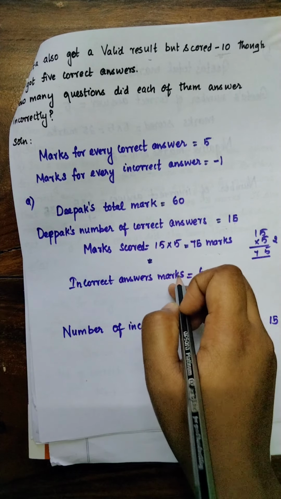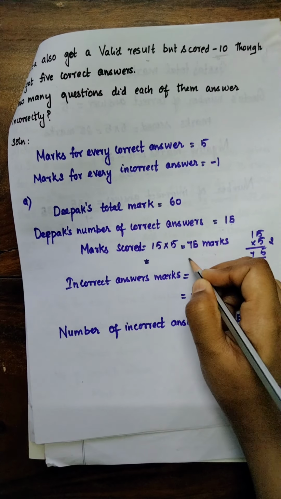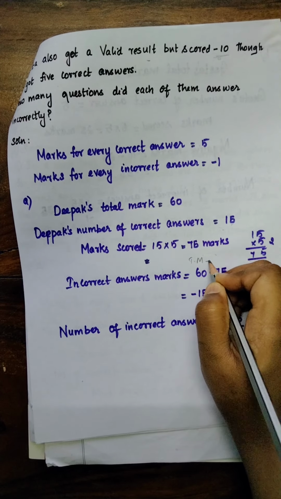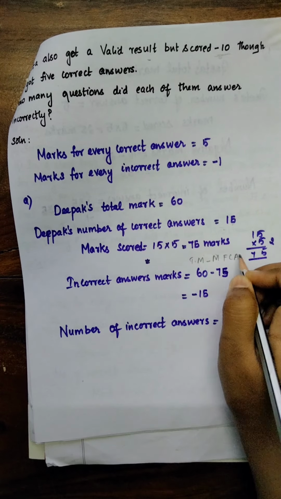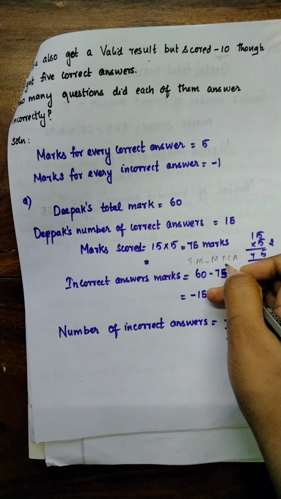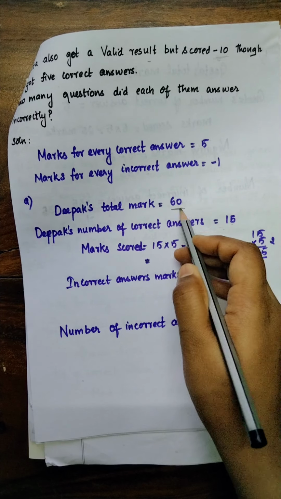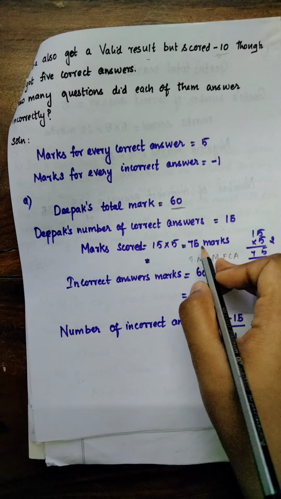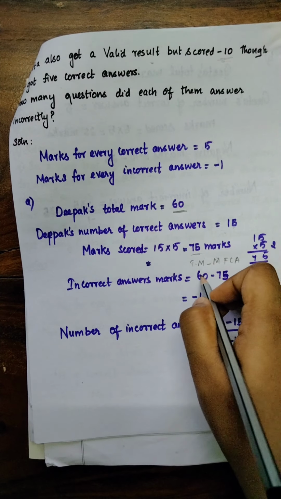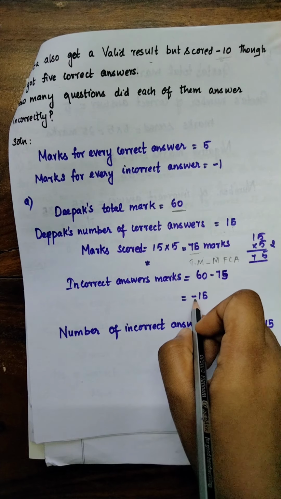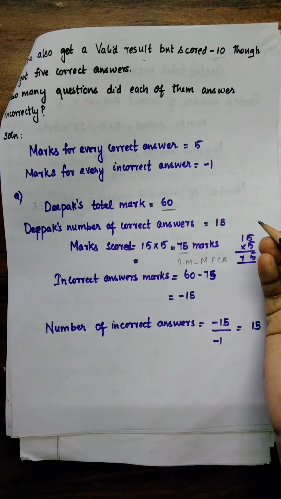Incorrect answer marks is equal to total marks minus marks for correct answers. What is the total mark? 60 minus marks for correct answers, that is 75. 60 minus 75 is, what is the answer? Both numbers have different signs. One number is greater, another number is smaller.